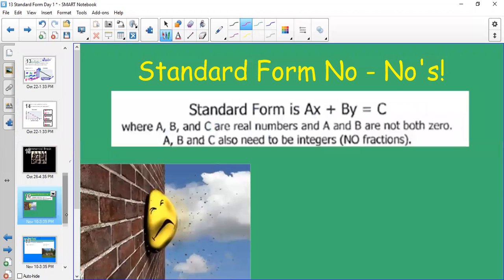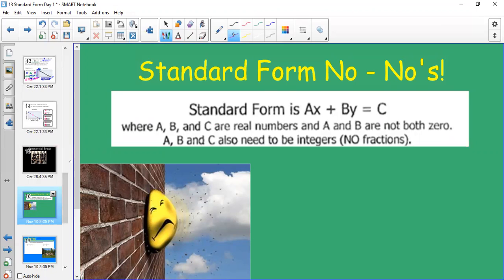So we've got a few slides now. We covered objective 1, how to graph given standard form. If we're given standard form and we want to graph, always find the intercepts. Here's the hard part: how to write equations in standard form.